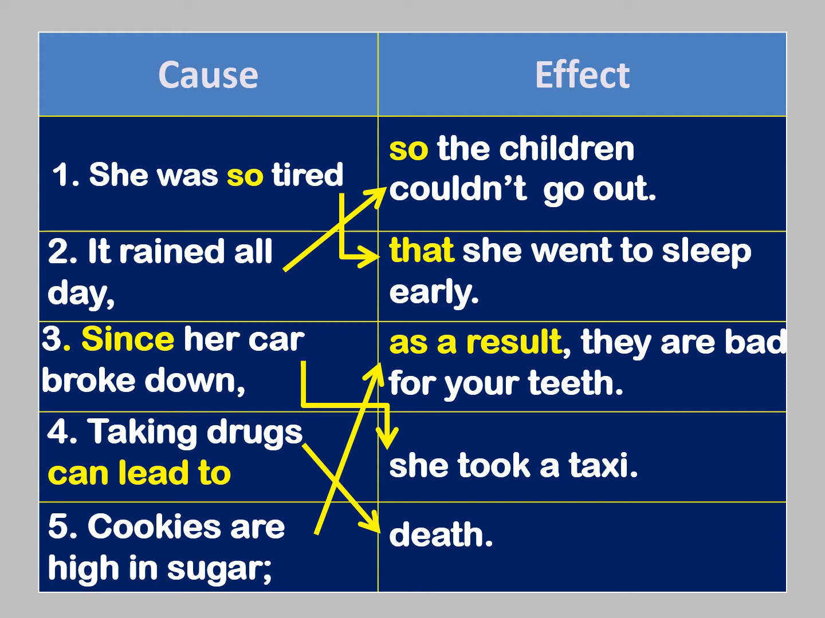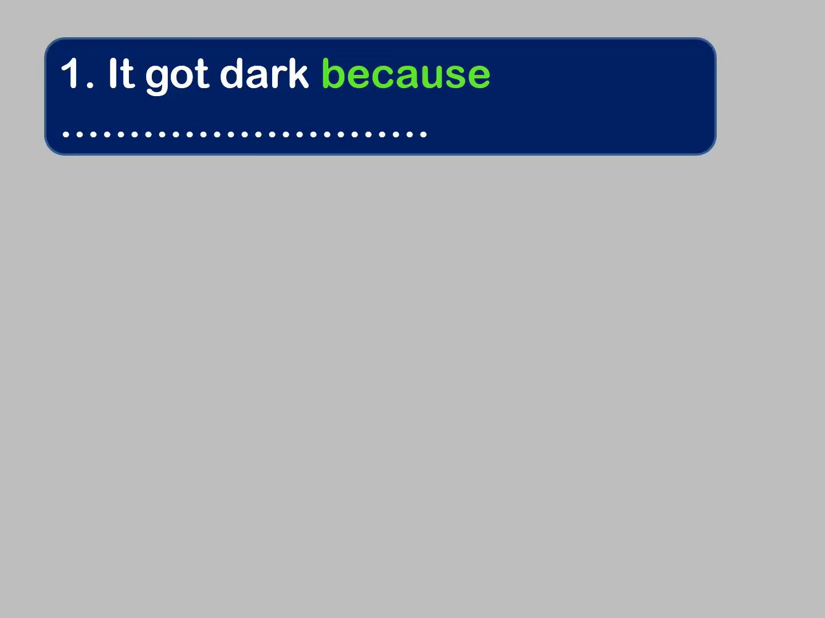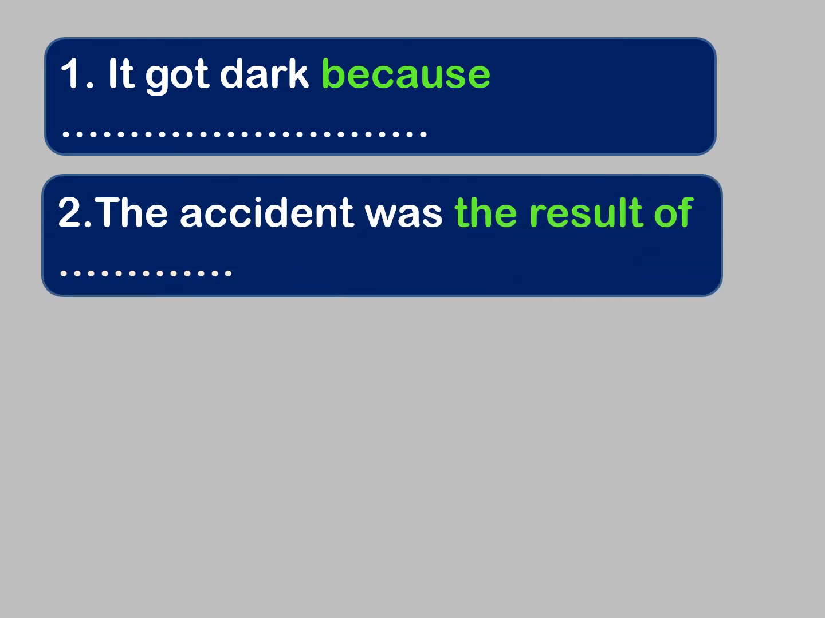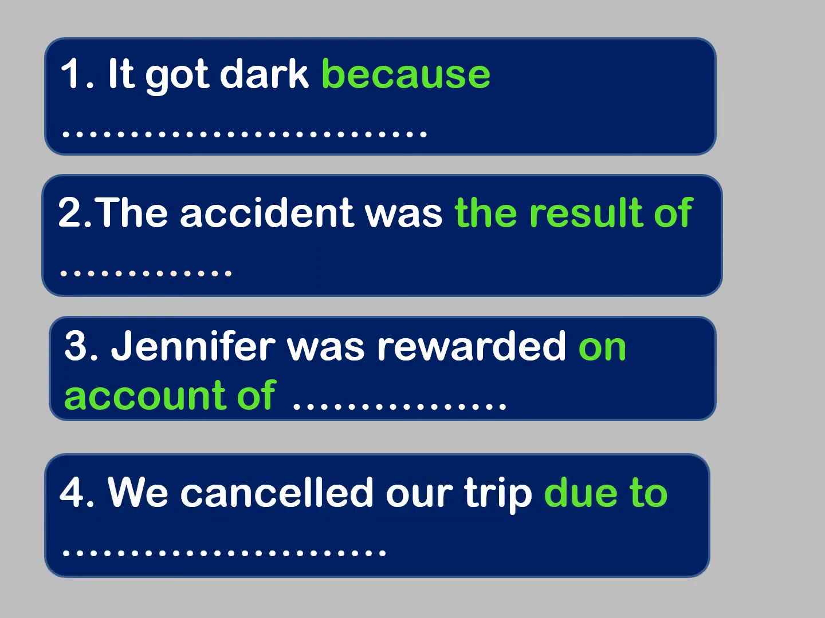Okay. Now look at the highlighted words. The highlighted words are, of course, the cause and effect linking words. B, I would like you to complete the following sentences with appropriate causes. One, it got dark because. Two, the accident was the result of. Three, Jennifer was rewarded on account of. And four, we cancelled our trip due to.